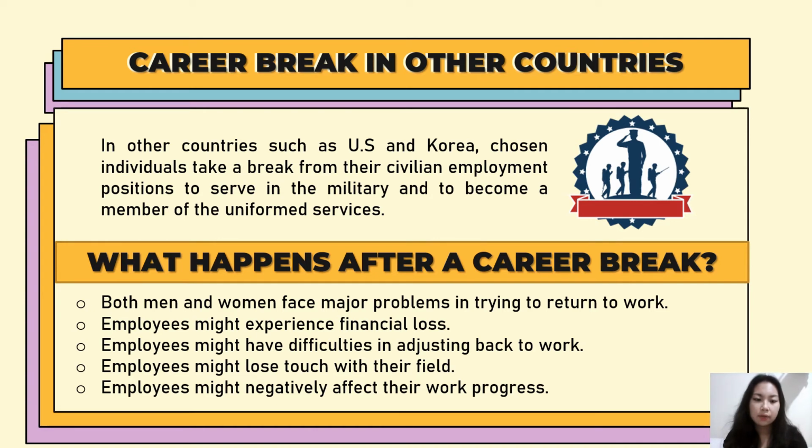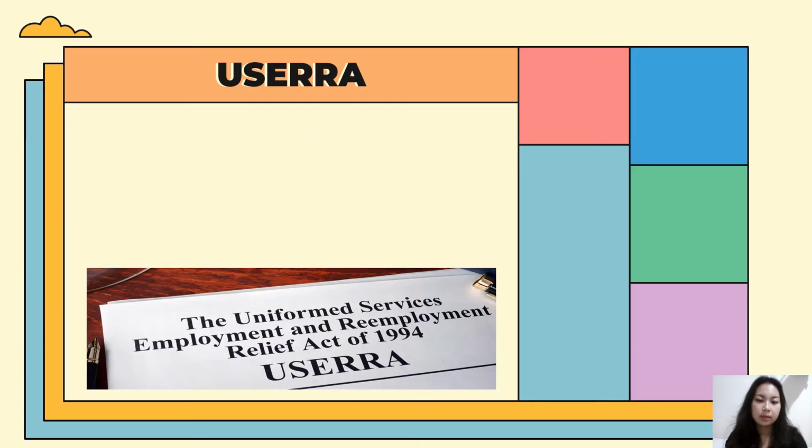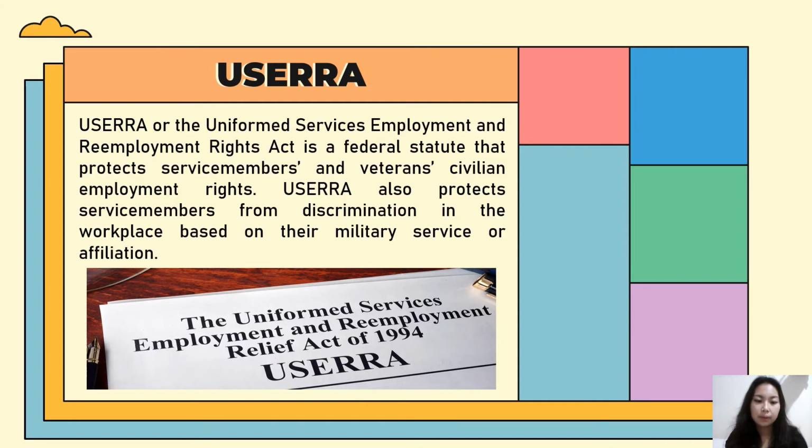So, since a career break can have a lot of effects on employees, the USERRA Act of 1994 was implemented. USERRA, or the Uniformed Services Employment and Reemployment Rights Act, is a federal statute that protects the rights of service members and veteran civilian employees. Among other things, and under certain conditions, USERRA requires employers to put individuals back to work in their civilian jobs after participating in a military service. It also protects service members from discrimination in the workplace based on their military service or affiliation.